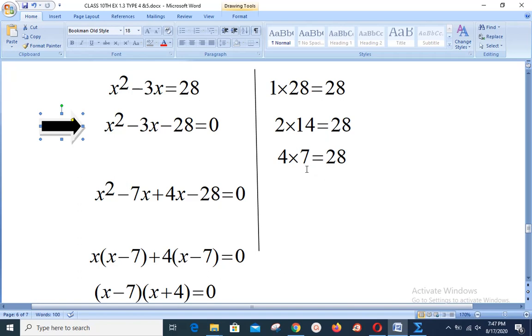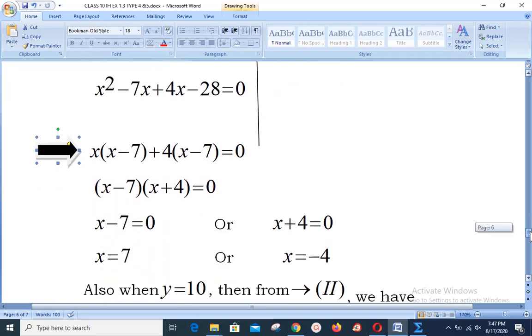We put the sign minus with 7, same as the middle term sign, and with 4 we put the sign plus. We will have in the next step x square minus 7x plus 4x minus 28 is equal to 0. Now taking common from the first two, x is common, we are left with x into x minus 7. From the next two, 4 is common, we are left with plus 4 into x minus 7 is equal to 0. Next step, common among both is x minus 7. So we have x minus 7 into x plus 4 is equal to 0.